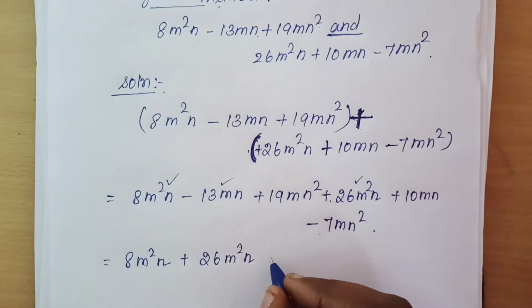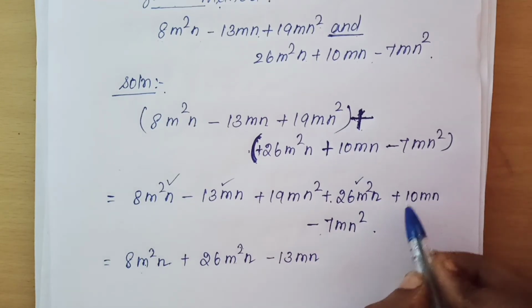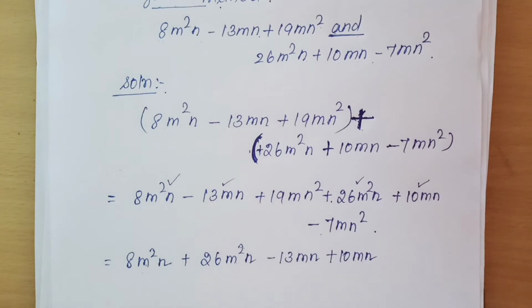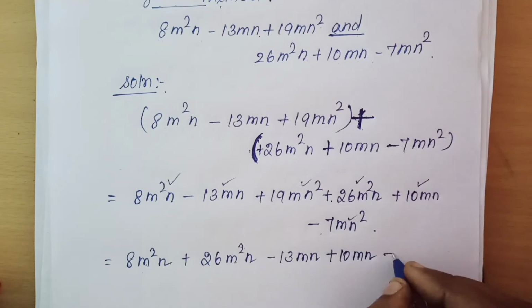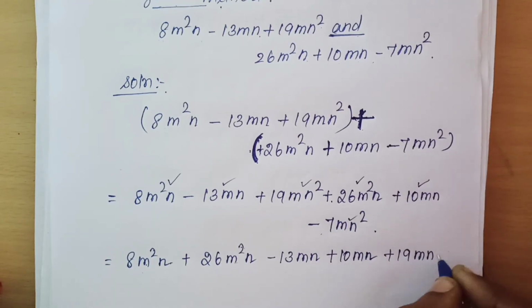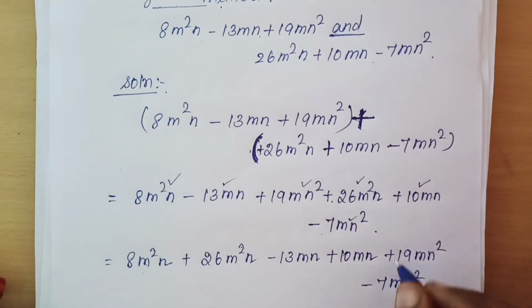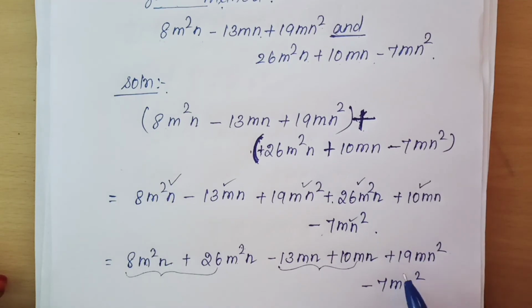Now next, I am going to take minus 13mn. Then check it, like terms are here: my plus 10mn. Clear? I am going to join the like terms. Next, what is the remaining? They are like terms: plus 19mn square minus 7mn square. These two are like terms. These both are like terms, and again, these both are like terms.